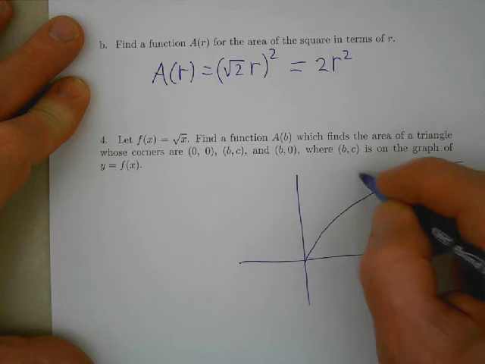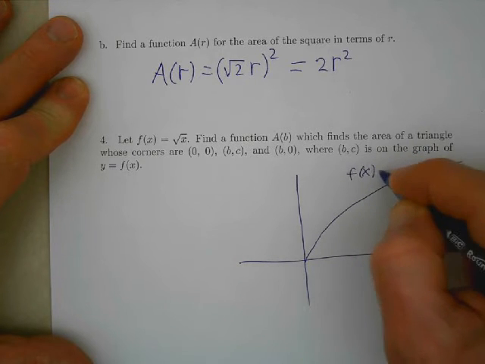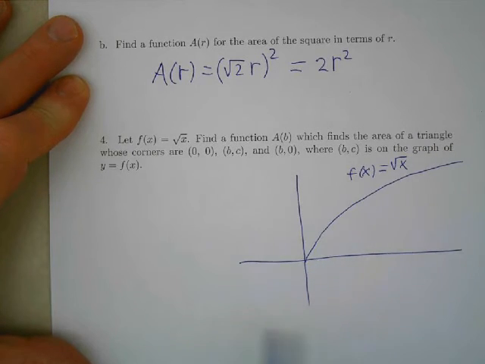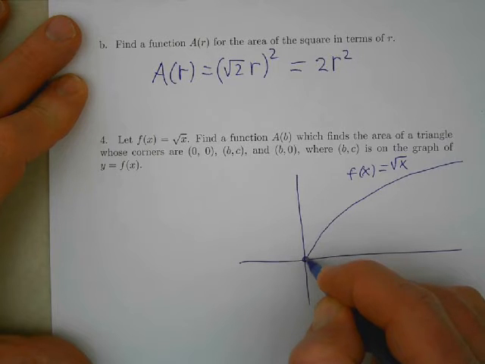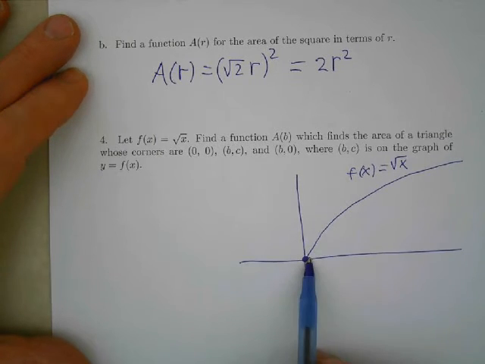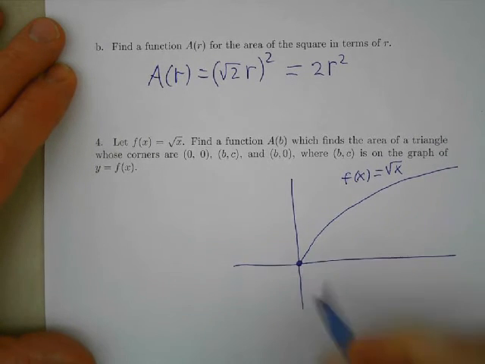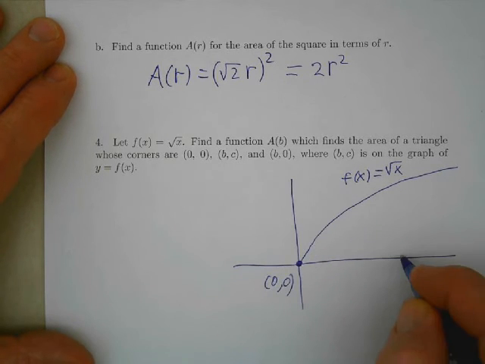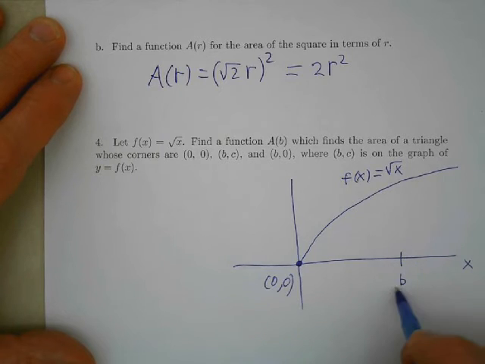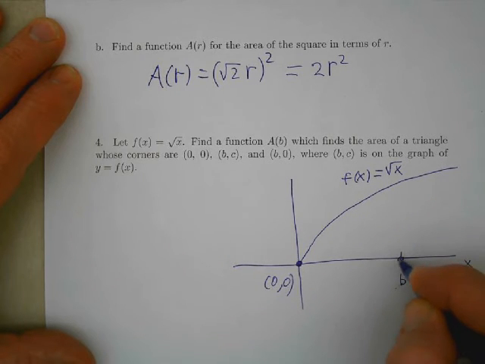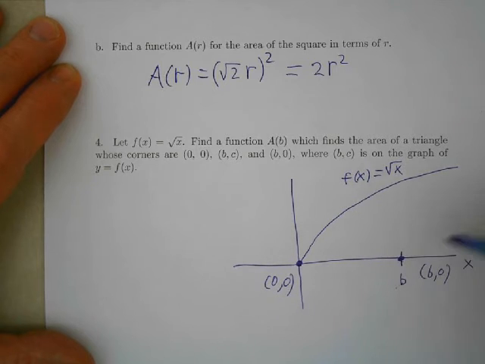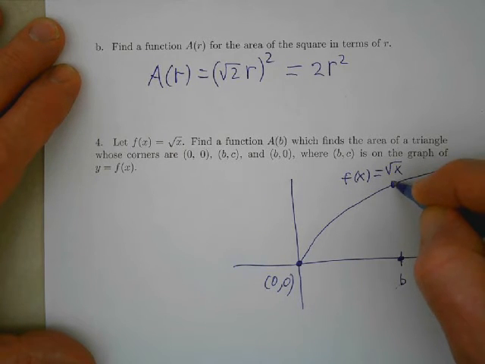Okay, well, if we sketch a rough graph of the f of x equals the square root of x function, it will look something like this. And we're going to construct a triangle. One of the vertices is at (0, 0). A second one is at (b, 0). So here's the value of b on the x-axis. This ordered pair is (b, 0). And then we're told that the ordered pair (b, c) is on the graph also.